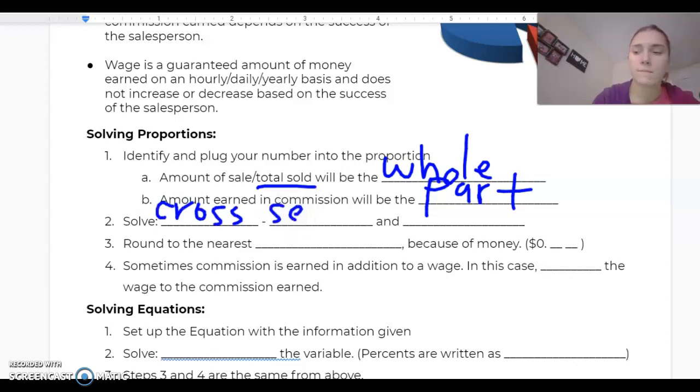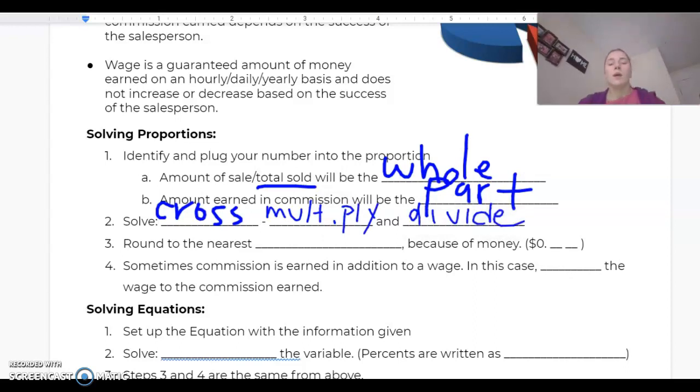Cross multiply and divide. All right. And we're rounding to the nearest hundredth because we're dealing with money. So, because of money, let's say if it was 50 cents, that would look like 0.50. Okay, so you're rounding to the nearest hundredth.